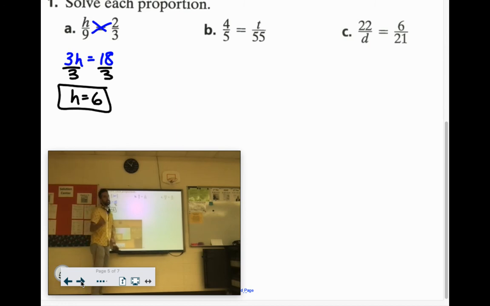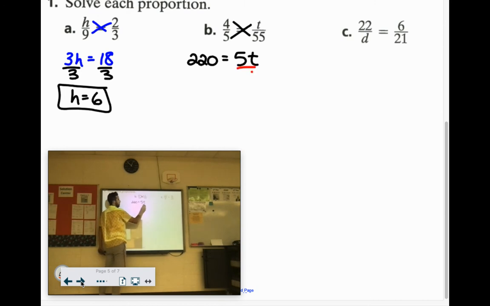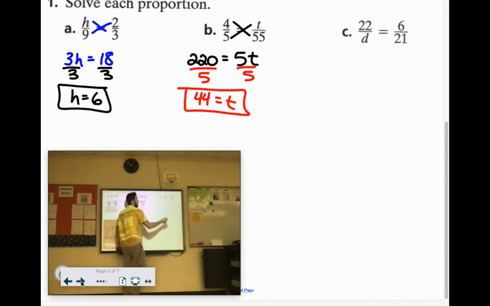They don't all work out to 6. This is just a coincidence. It doesn't matter the order you do it in. So 4 times 55 is 220, equals 5 times t, 5t. We'll divide by the 5, which will give us 44 for t. T equals 44.